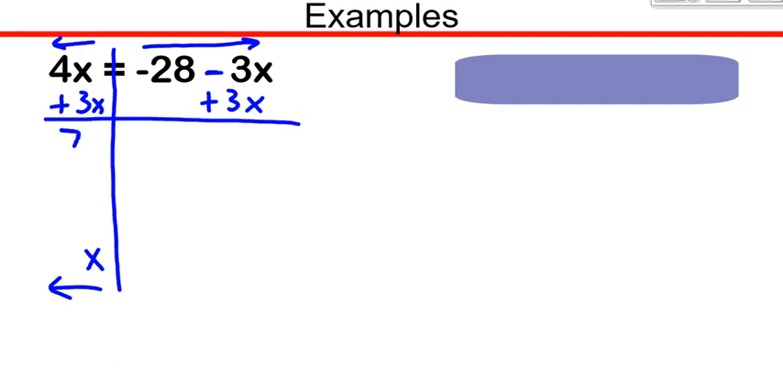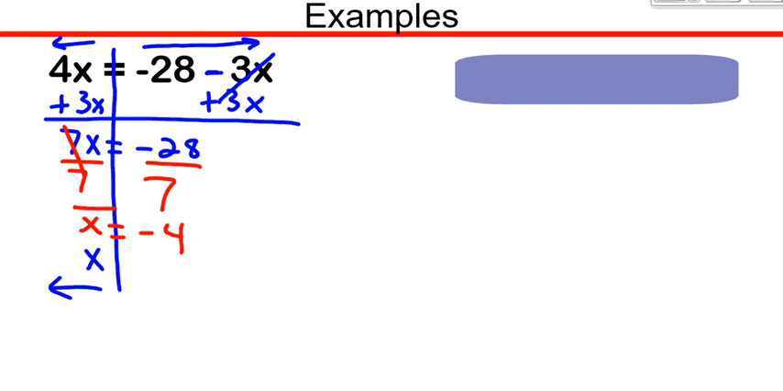So on my left side, now I have 4x plus 3x, which is 7x, equals negative 28, because these guys are going to cancel. All right, that's going to leave me with having to divide both sides by 7, because I want to get the x by itself. So x is going to be equal to negative 4.